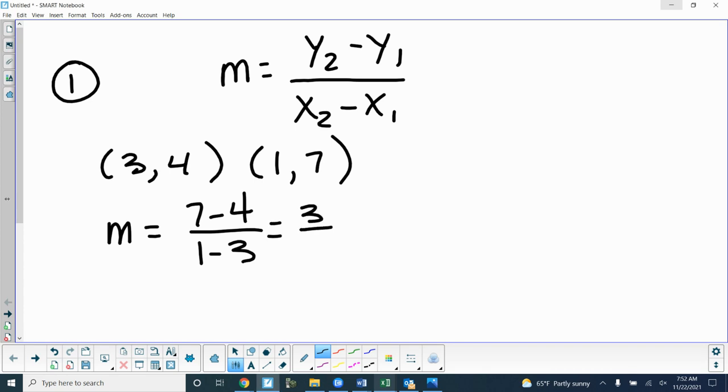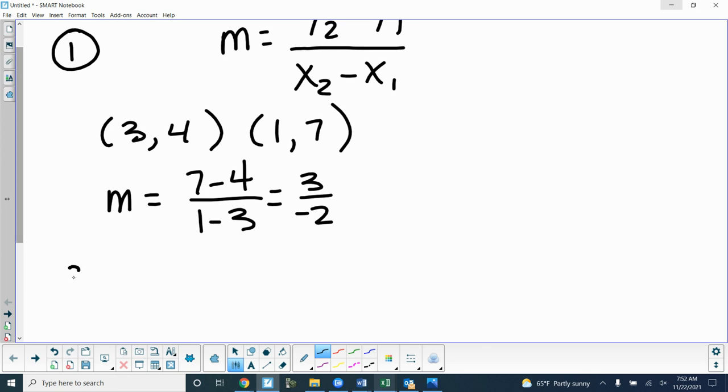All right, so 7 minus 4 is 3. And 1 minus 3 is a negative 2. So the slope is negative 3 halves. Okay? And then number 2, same type of problem, just finding slope.